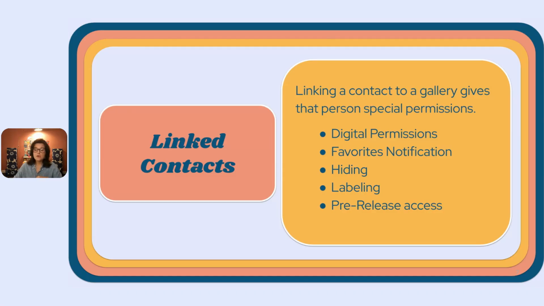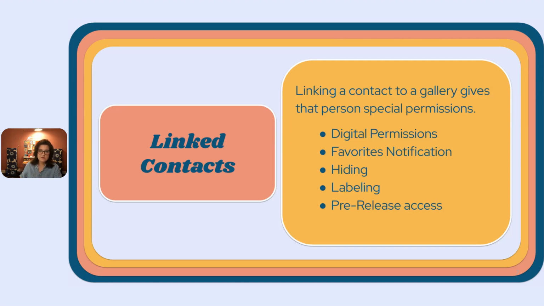So they could have their own download permissions. They can have the opportunity to notify you once they're done favoriting. You can allow them to hide photos so that other visitors to the gallery actually won't see those photos, and also label photos. So maybe, with the family, you are going to create an album for them, and you want the person who booked the shoot to be able to choose X number of photos to be in that photo album. You could give them a label for albums that just they would be able to do. They also have access during pre-release. We're going to talk about that a little later with our statuses.